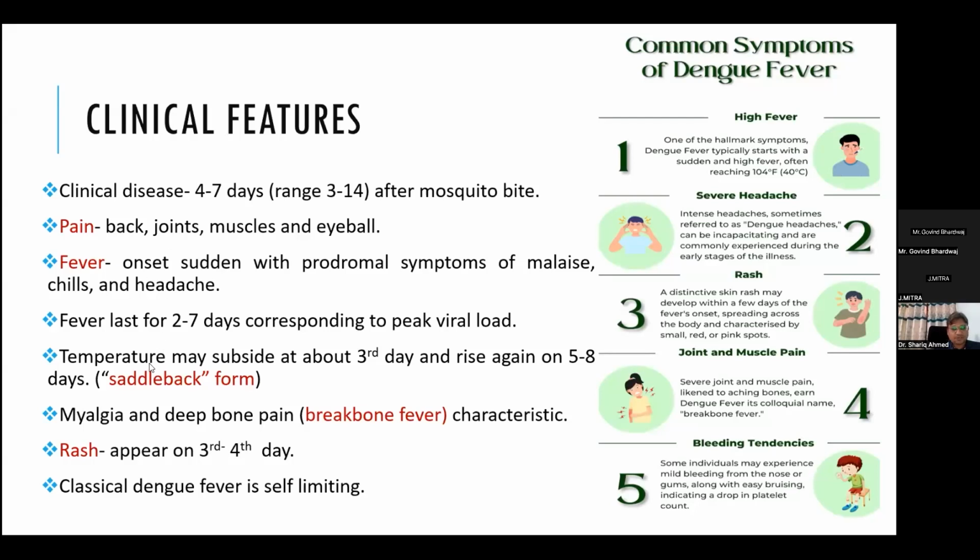Some important points I wanted to tell you: the fever is of very high grade and saddleback. Saddleback means it has two peaks. It may subside after the third day and rise again on the 5th to 8th day. And there is very deep myalgia and bone pain, so it is also known as break bone fever. There can also be rashes on the third and fourth day, although it is rarely seen in Indian people; mostly rashes are seen in Western or white people.